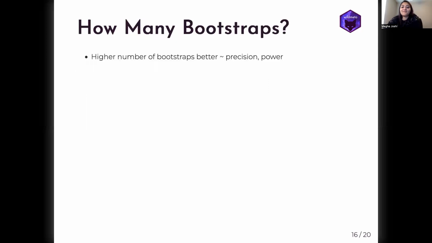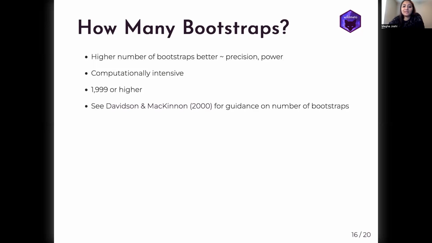So I used different numbers of bootstraps, 999 and 1,999. So how many should you use in application? Generally, the higher the number of bootstraps, the better the precision and power. But also, if the number of bootstraps is higher, it's going to be computationally intensive and it'll take more time. Generally, 1,999 or a higher number of bootstraps is recommended. But please see this paper, Davidson and MacKinnon 2000, for guidance on the number of bootstraps to use.